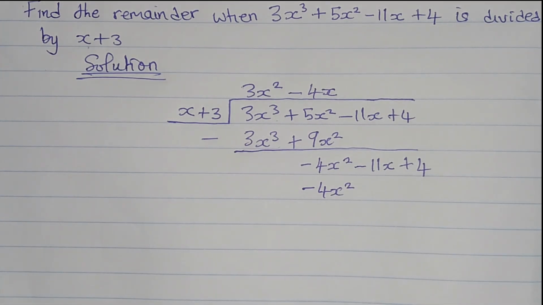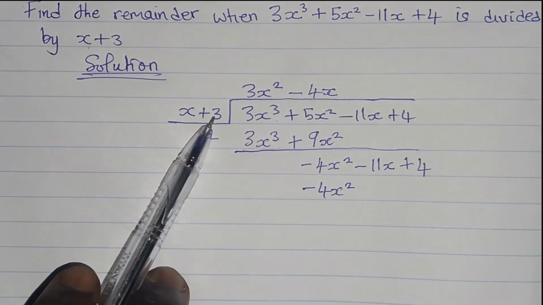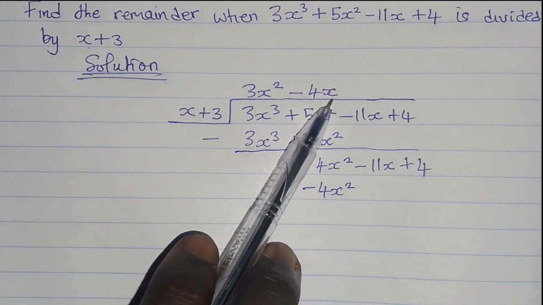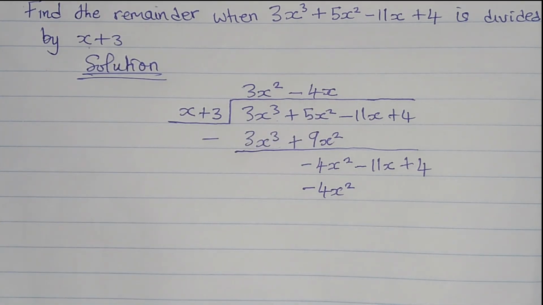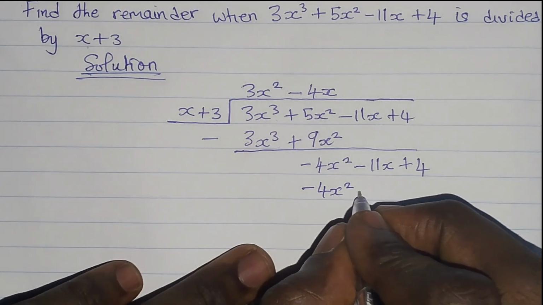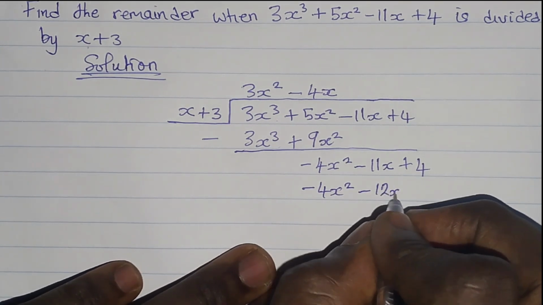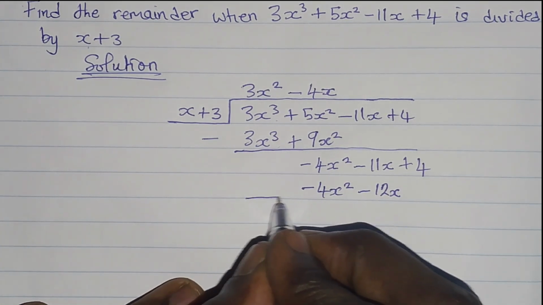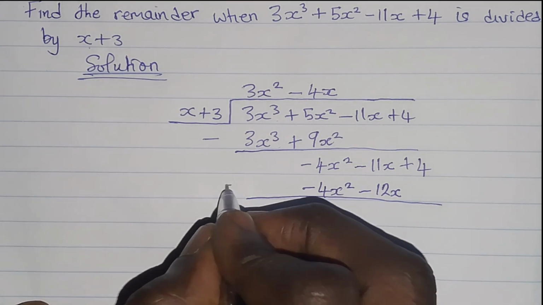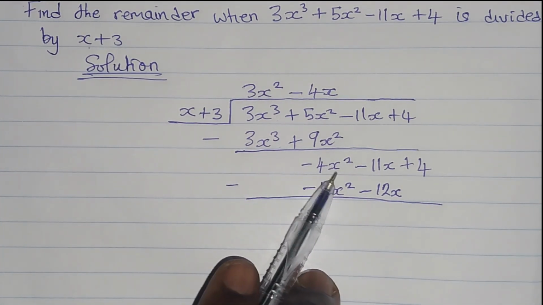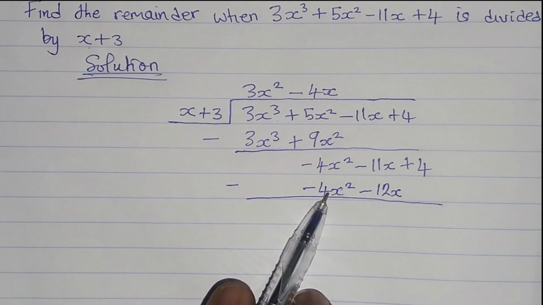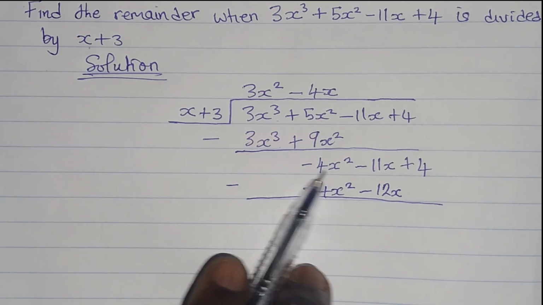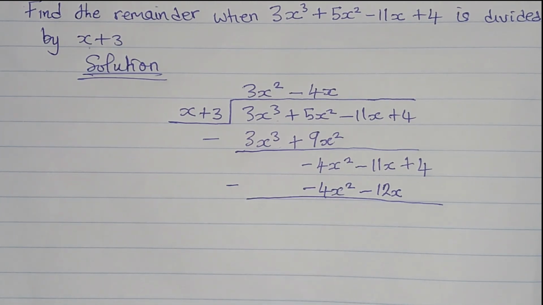Is that the end of the multiplication? No. We have to multiply this by this. So minus 4x times 3 gives us minus 12x. So we write that minus 12x. What's next after multiplication? Subtraction. So we subtract. Minus 4x squared minus minus 4x squared would give us minus 4x squared plus 4x squared. And that's certainly 0. So that cancels out.